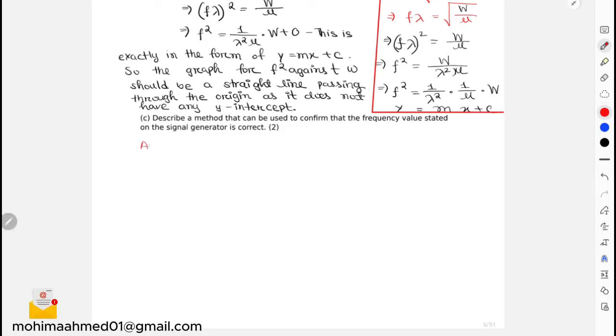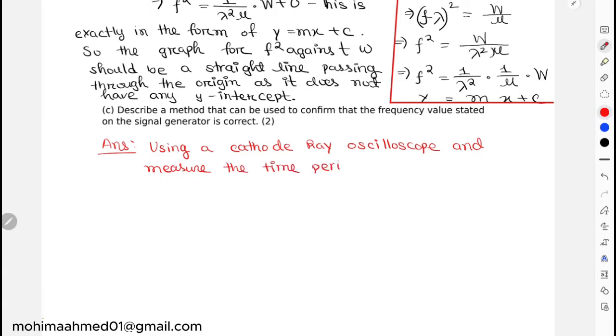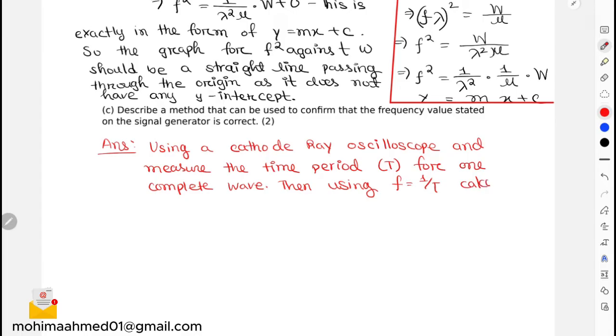In that case, the answer should be: using a cathode ray oscilloscope, measure the time period for one complete wave, then using f equals to 1 over capital T, calculate the frequency.